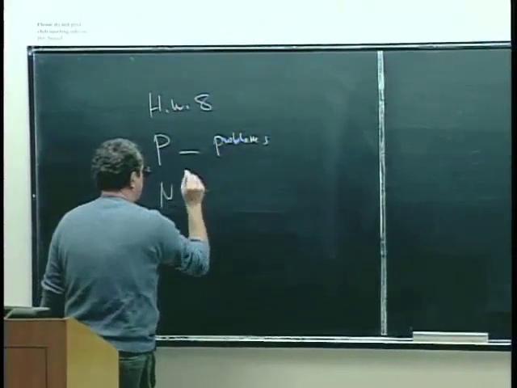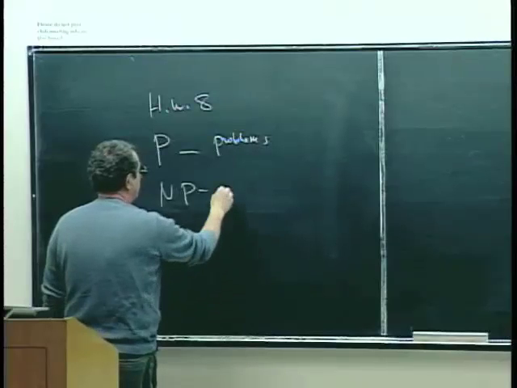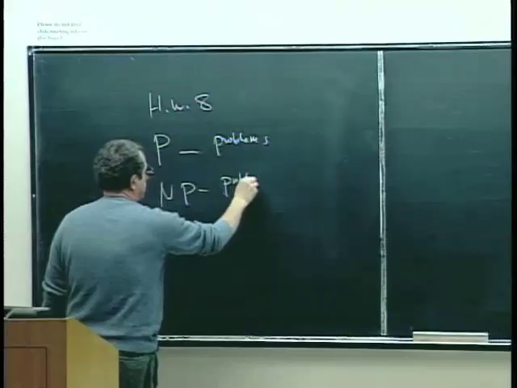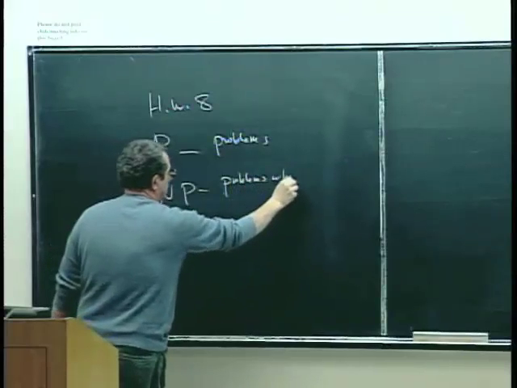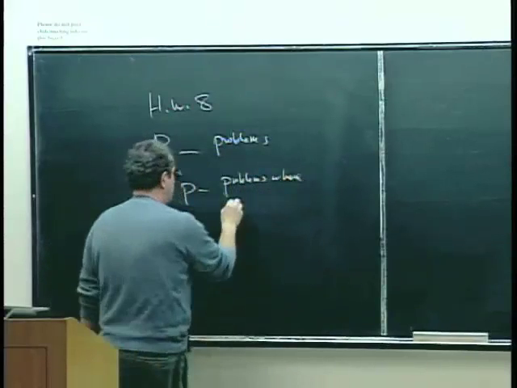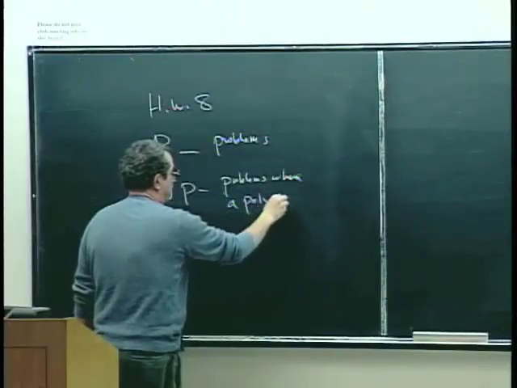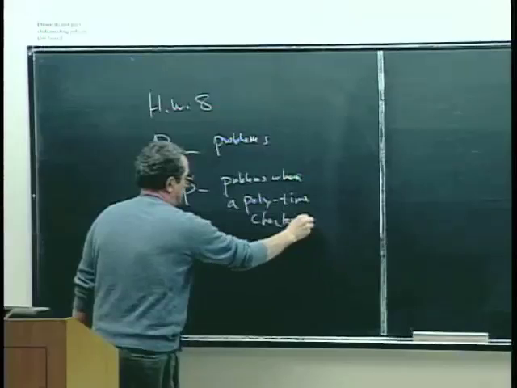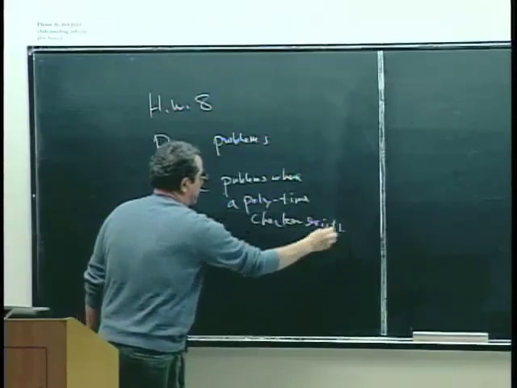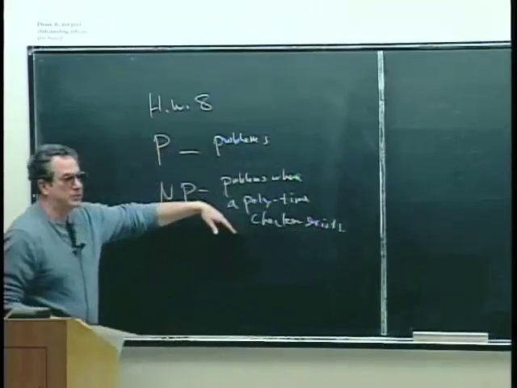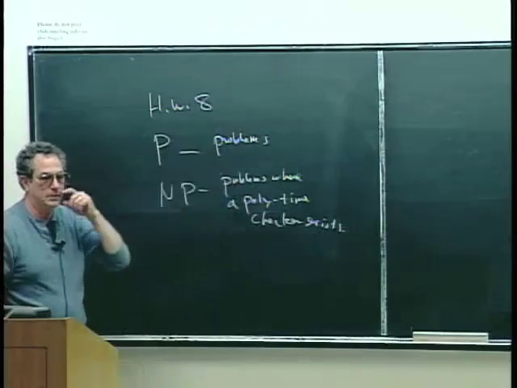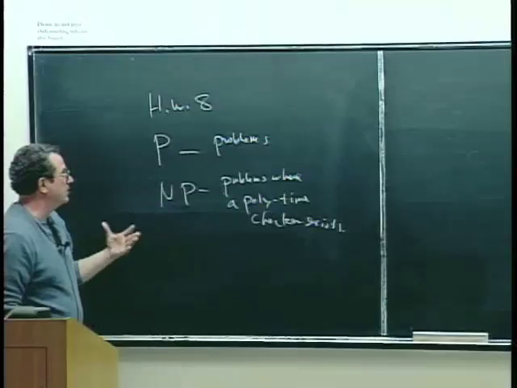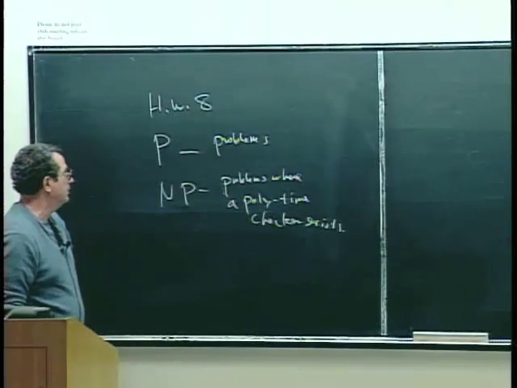And then informally, NP was decision problems where a polytime checker exists. But actually, neither of these definitions that we did last time and examples we did last time are formally correct. And so that's what I want to do today is to really make this formally correct.